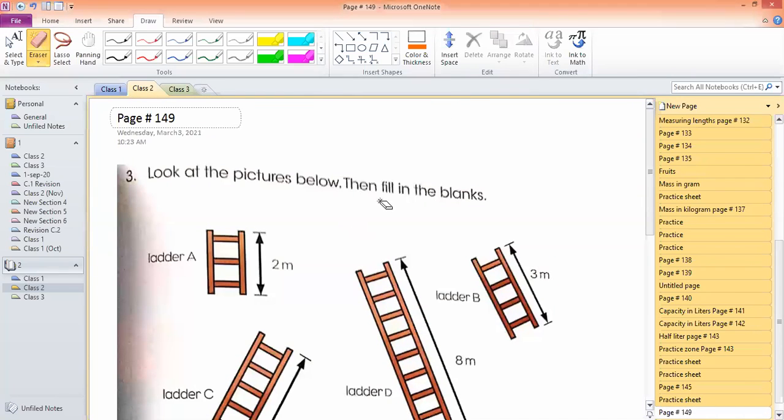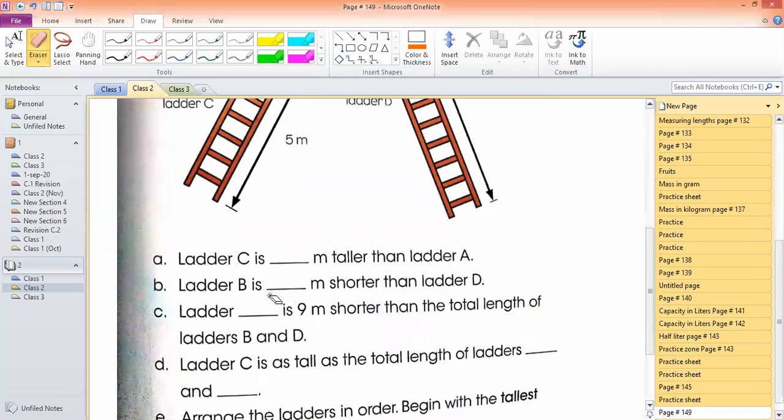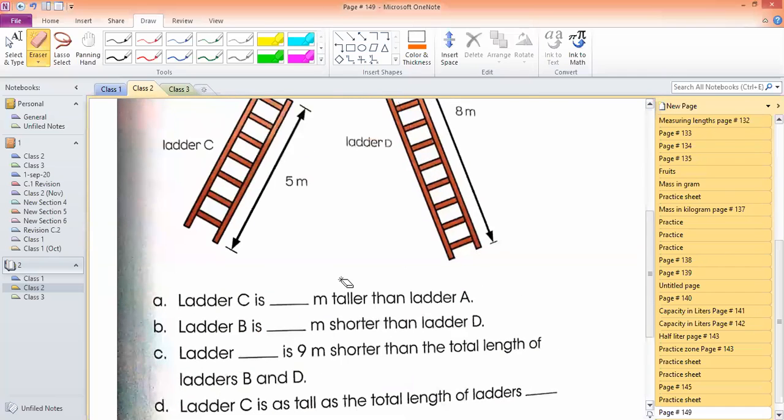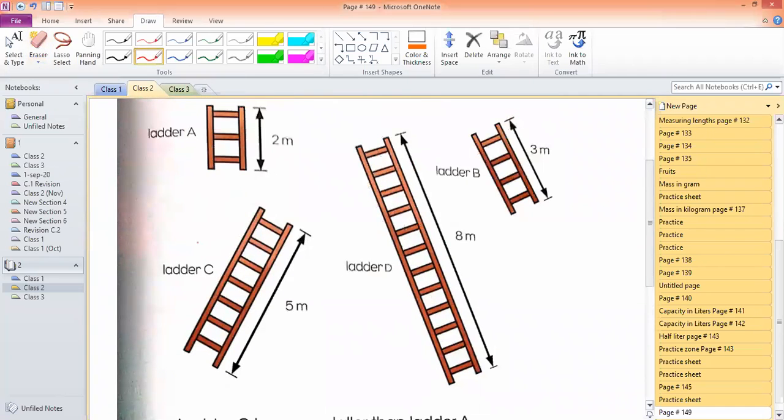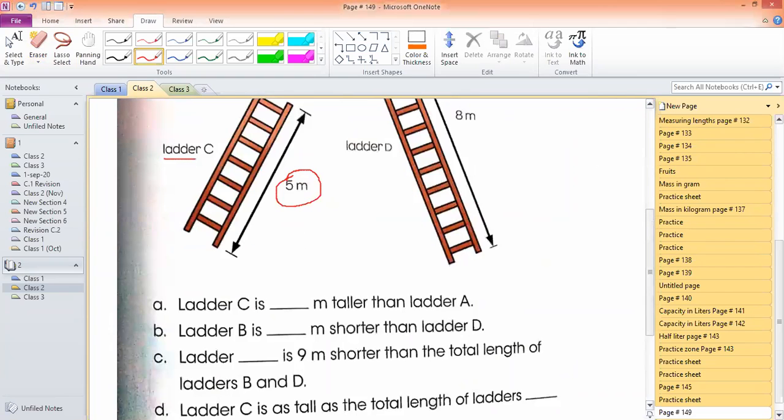Guys, look at the pictures below, then fill in the blanks. Ladder C is dash meter tall. Look at ladder C, and it's written how much tall that is. Yes, guys, can you tell me how much tall ladder C is?